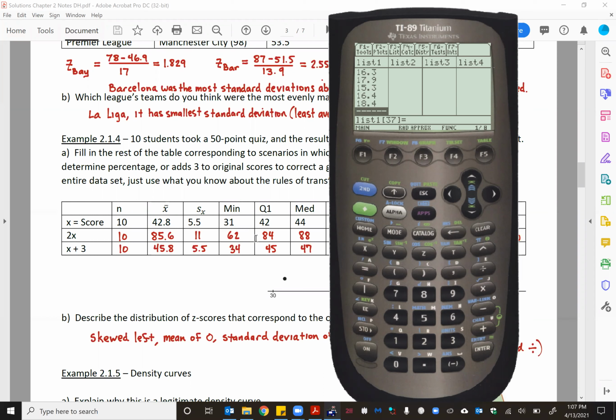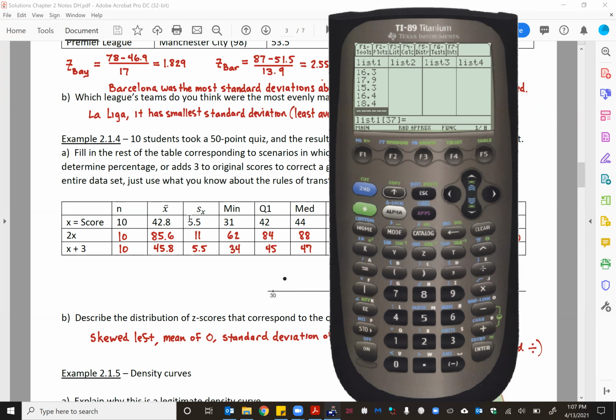I am starting on page 3 of the Chapter 2 notes. And before we get into normal calculations, I want to show you one other little trick. I'm looking at example 2.1.4, and we're not actually going to do anything with this example or the numbers. I just saw it and it reminded me of something I could show you. So what's happening is, given a variable x here, it's x equals score.